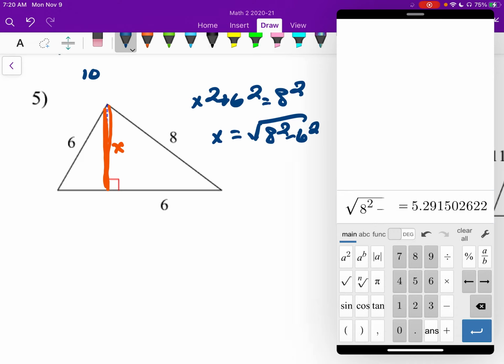No, how did I not do that right? Oh, that's because the 8's the hypotenuse. Oops. All right, so x is 5.3. So this is 5.3.